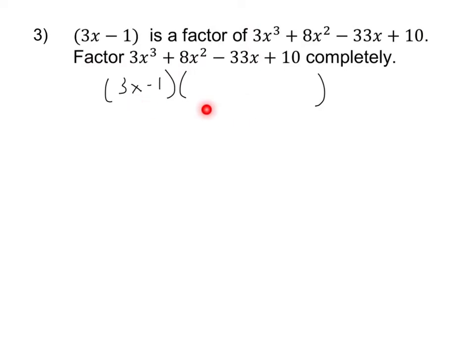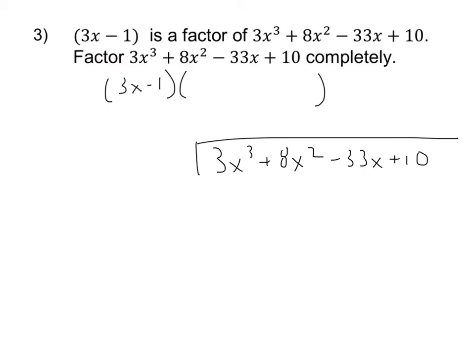Right? Because if you multiply those, you'll get back to 3x cubed plus 8x squared minus 33x plus 10. So how do I figure out what this would be? And the answer is we're going to use division. What we need to do is divide 3x cubed plus 8x squared minus 33x plus 10 by 3x minus 1. All right, let's go ahead and do that division.